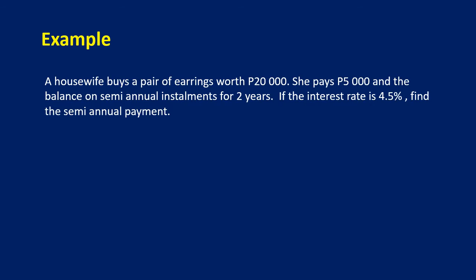Okay, here's another example. A housewife buys a pair of earrings worth 20,000. She pays 5,000 and the balance on semi-annual installments for 2 years. If the interest rate is 4.5%, find the semi-annual payment.